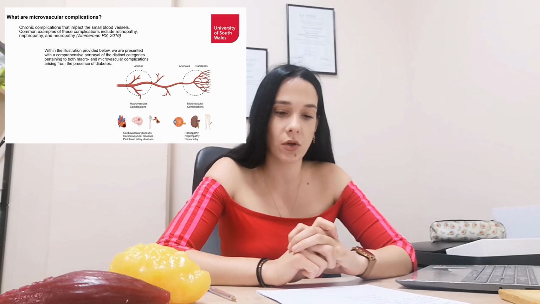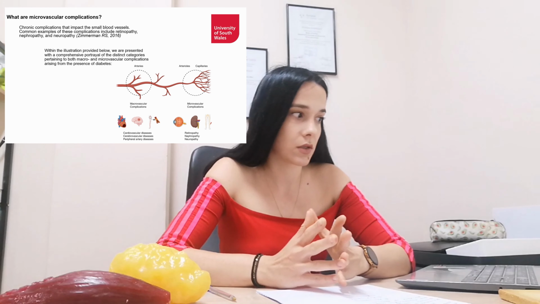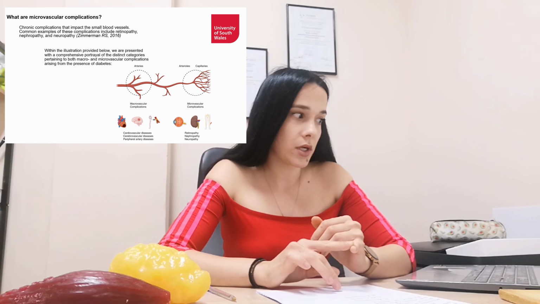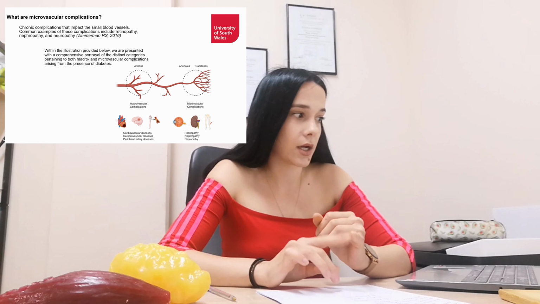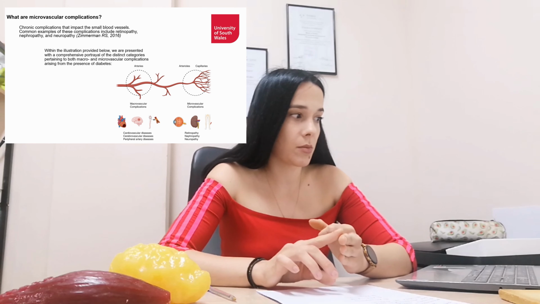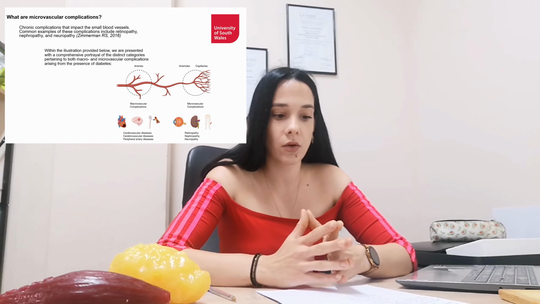Within the illustration provided below, we are presented with a comprehensive portrayal of the distinct categories between both macro and microvascular complications arising from the presence of diabetes. As we can see, in the macro categories we have cardiovascular diseases, cerebrovascular diseases, and peripheral artery diseases, whereas in microvascular categories we have retinopathy, neuropathy, and nephropathy.